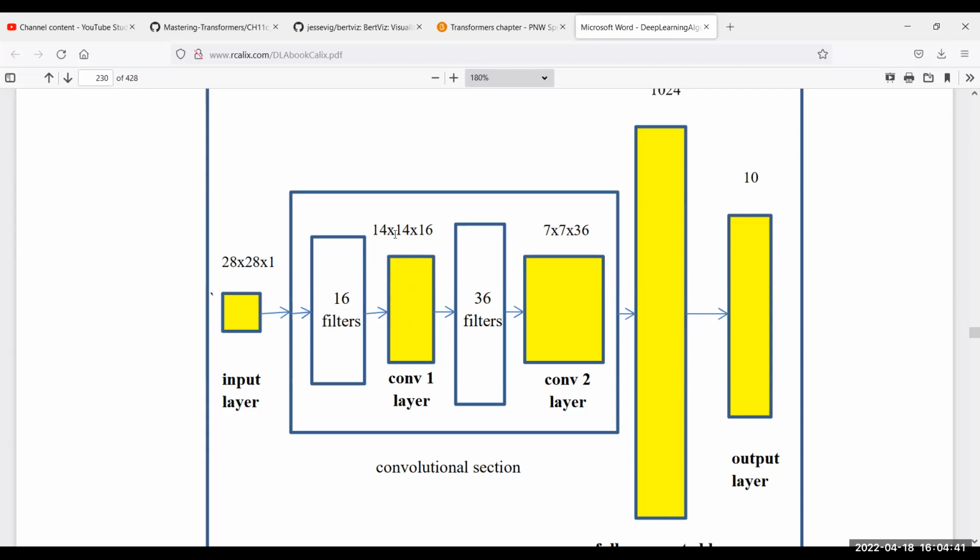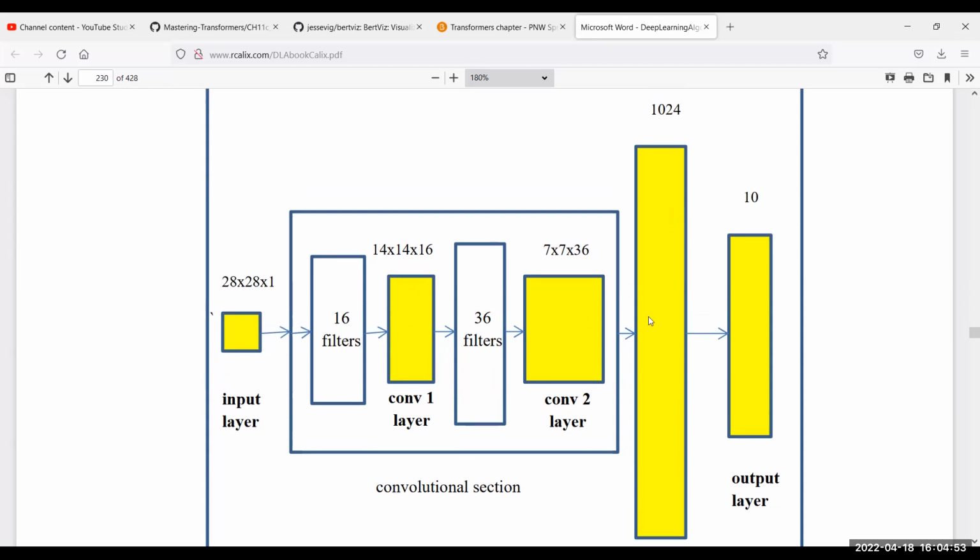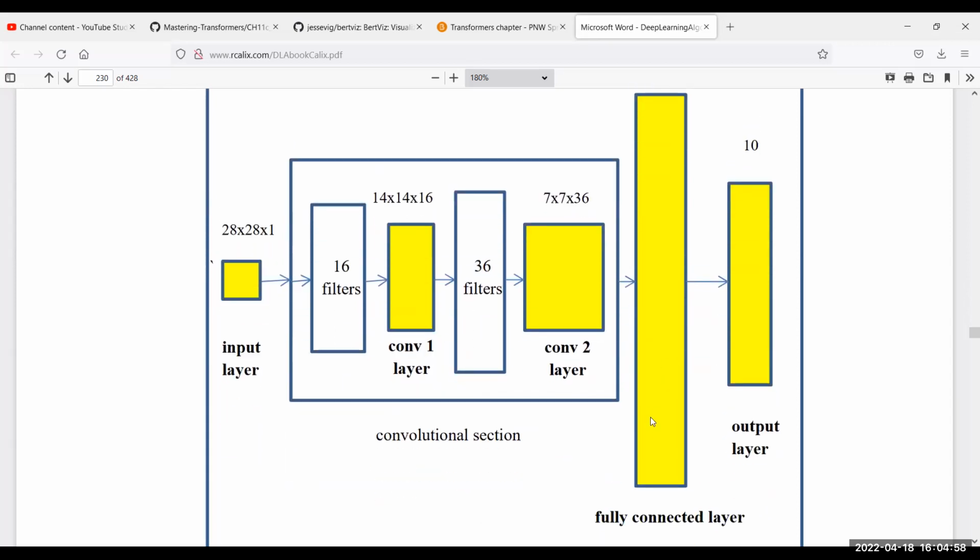Then the output of this tensor will be processed by the 36 filters, and that will produce, at the end, an aggregated tensor of 7 by 7 by 36. And then notice this one is just a normal neural layer, pretty much like the ones we've been using. And then this is the class.